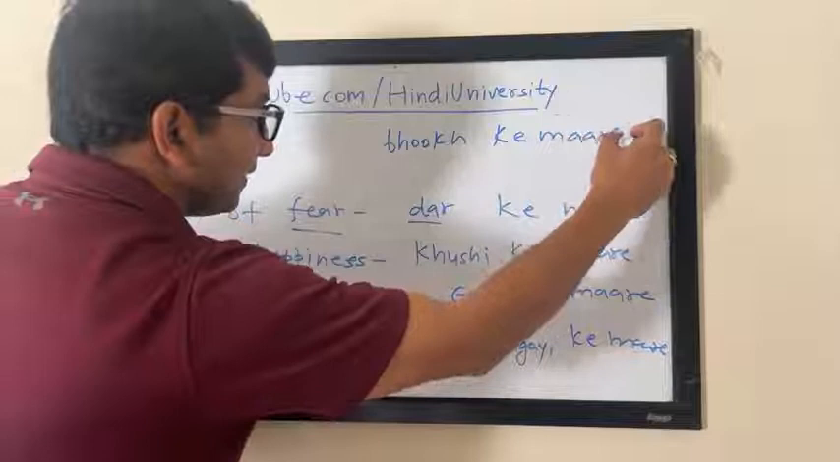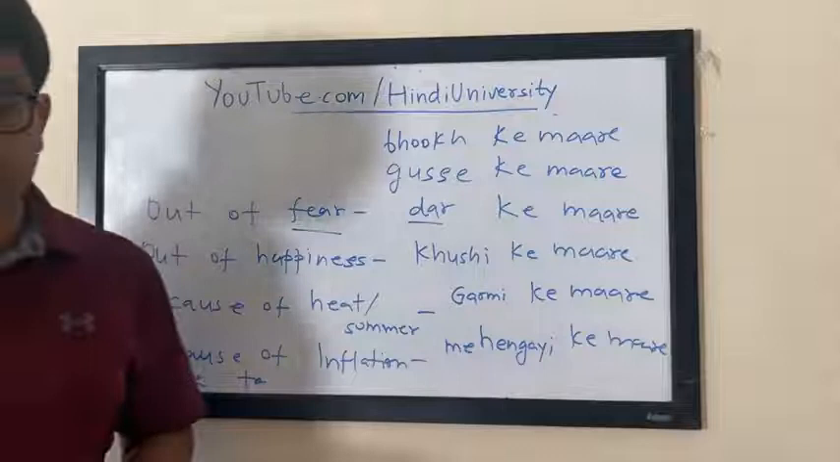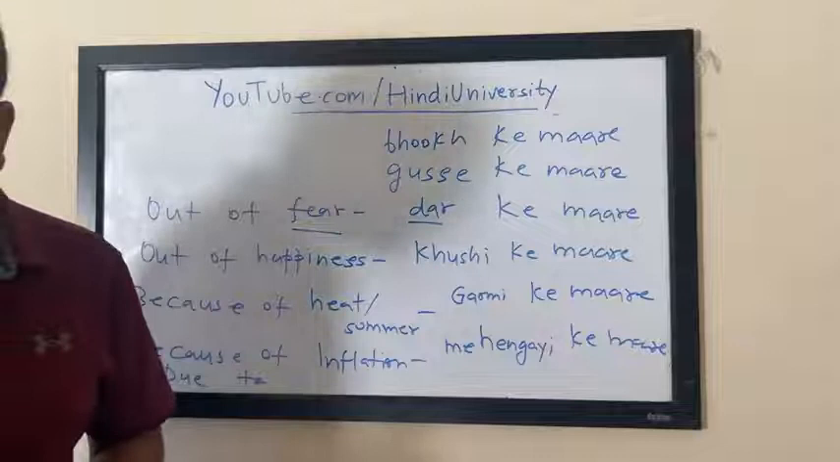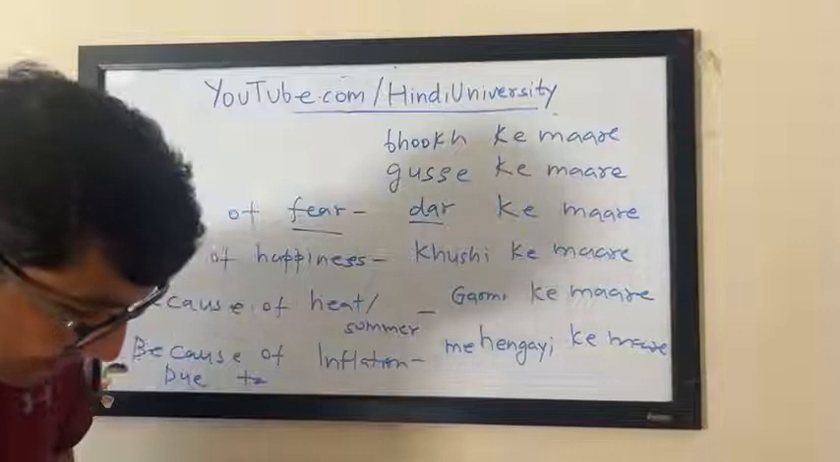And then JD said gusse ke mare. Hairan ke mare? Is that wrong? Hairani. Hairani is the feeling, right? You do not say hairan, hairani ke mare. Yeah? Anyone else? Even if it is wrong, you should try, huh? Darne ke mare? Darne ke mare.